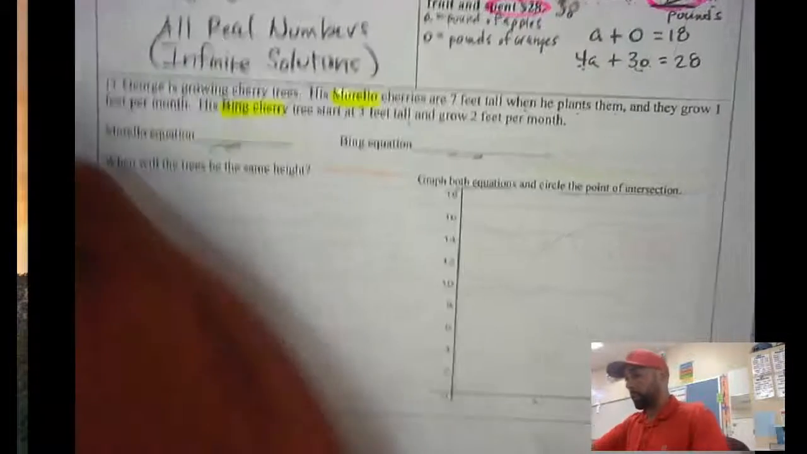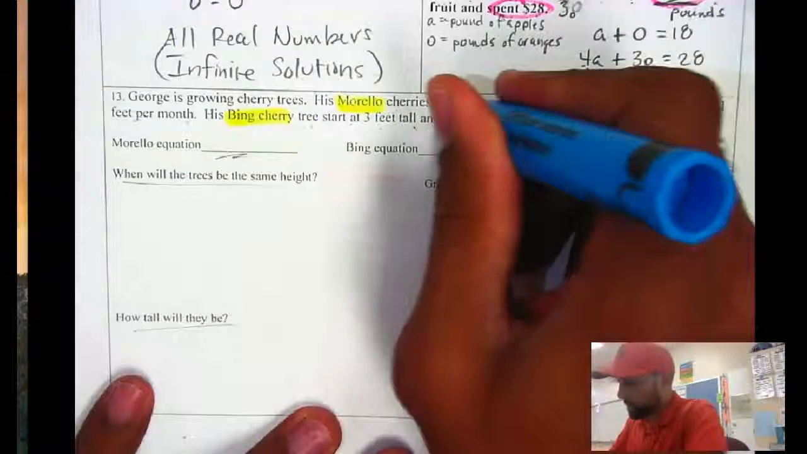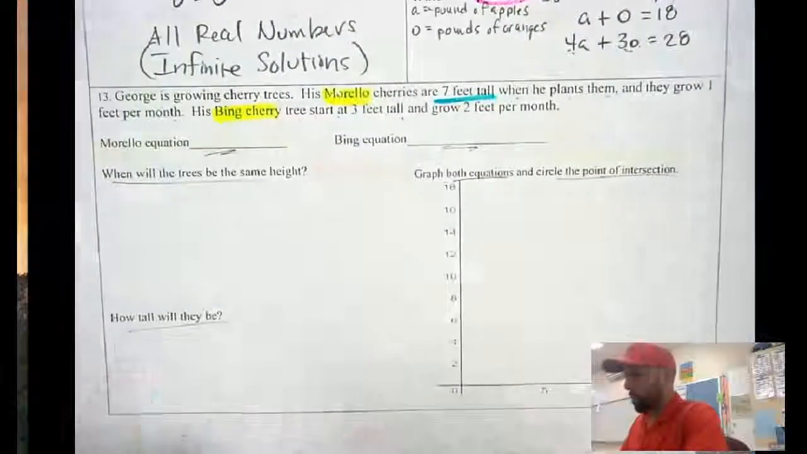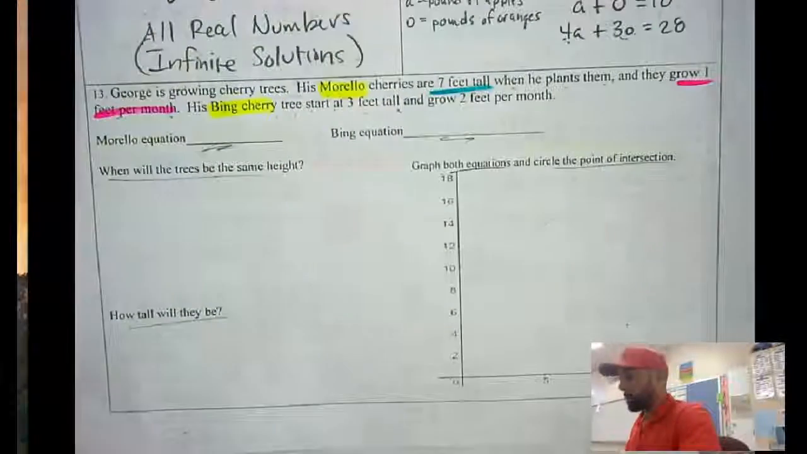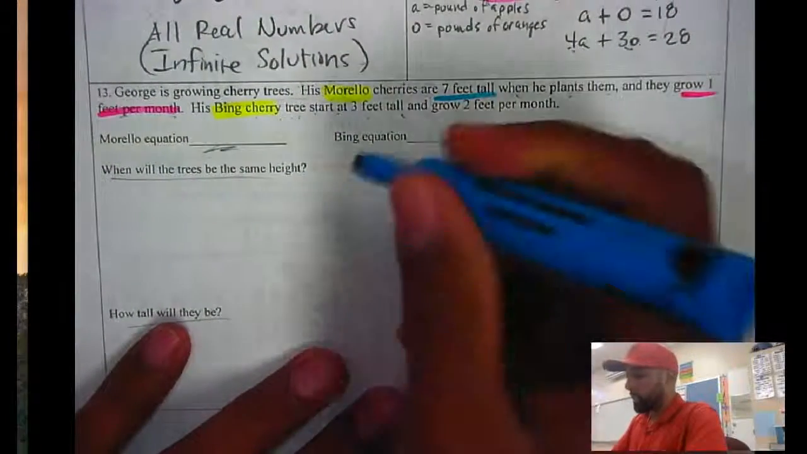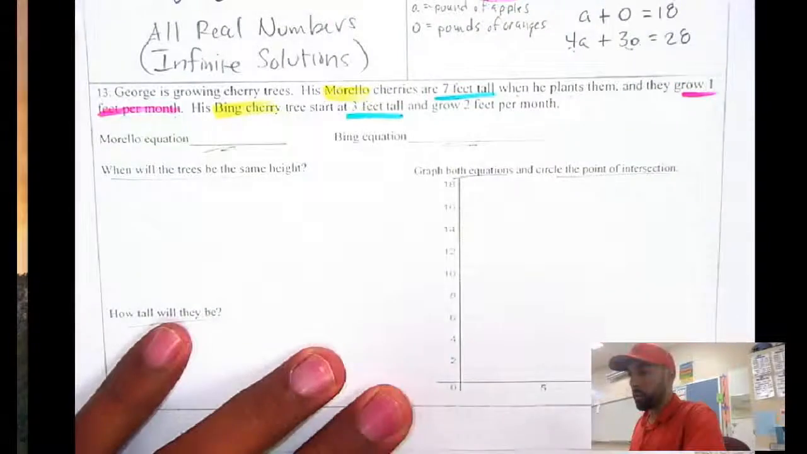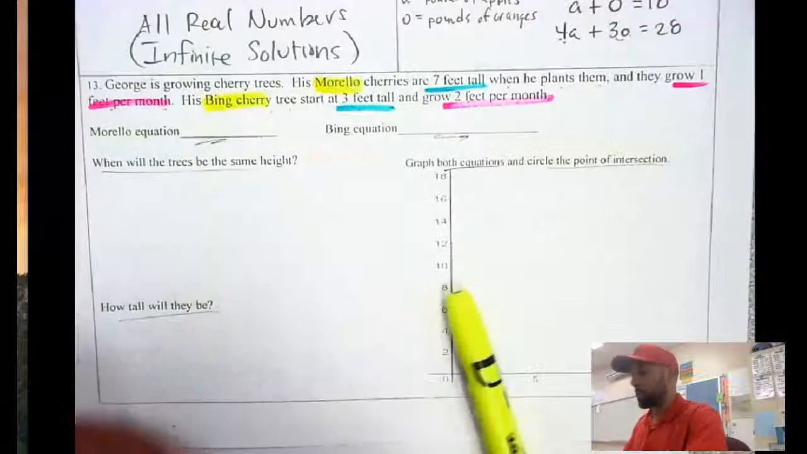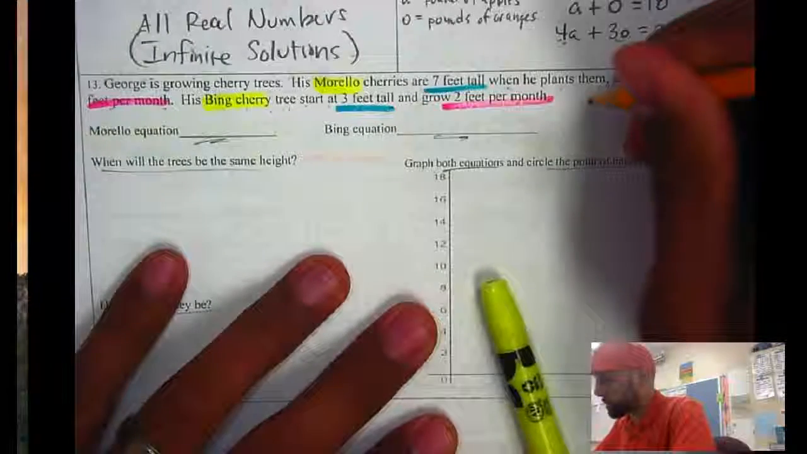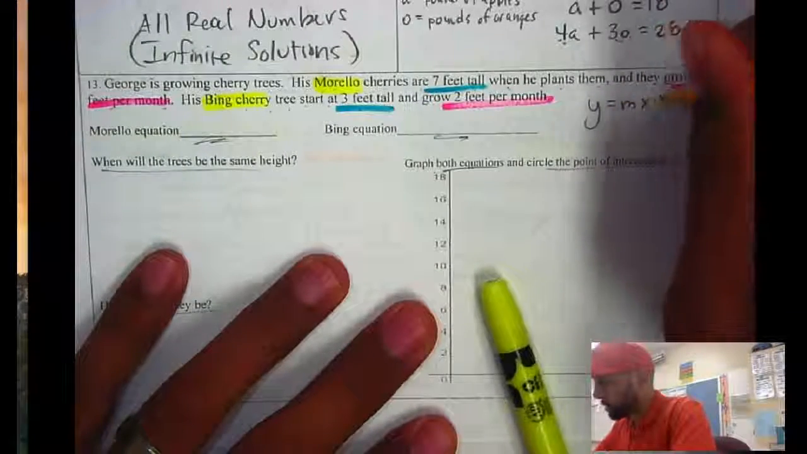We've got a starting point because it starts at 7 feet tall and then grows 1 foot per month. And then here the other tree starts at 3 feet tall and grows 2 feet per month. So this is going to be a y equals mx plus b type of equation.